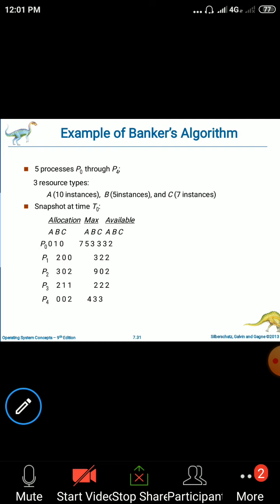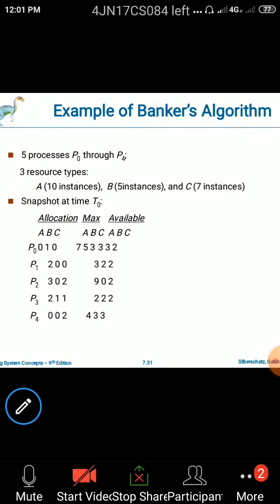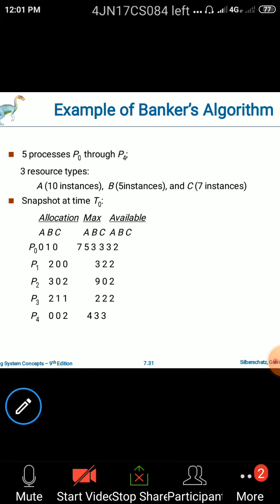Now let us consider that in a system we have 5 processes, process P0, P1, P2, P3, P4. So today I will explain the scenario, and tomorrow I will solve the problem in detail through the use of the safety algorithm and the resource request algorithm. So I will use those two and solve the problem tomorrow. But today we will calculate how to calculate the need matrix.